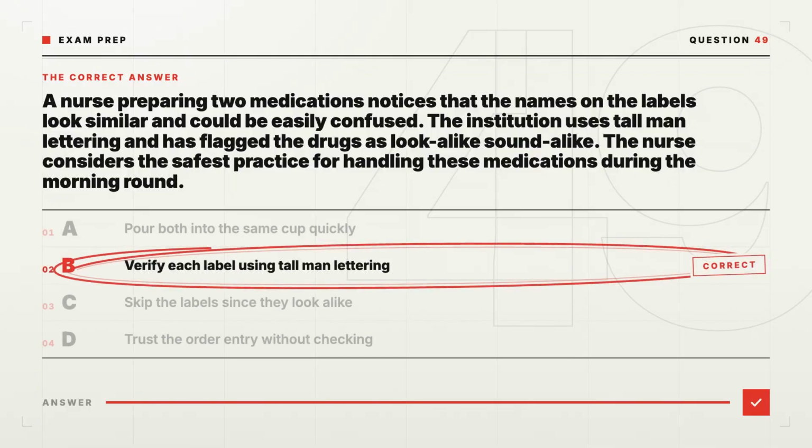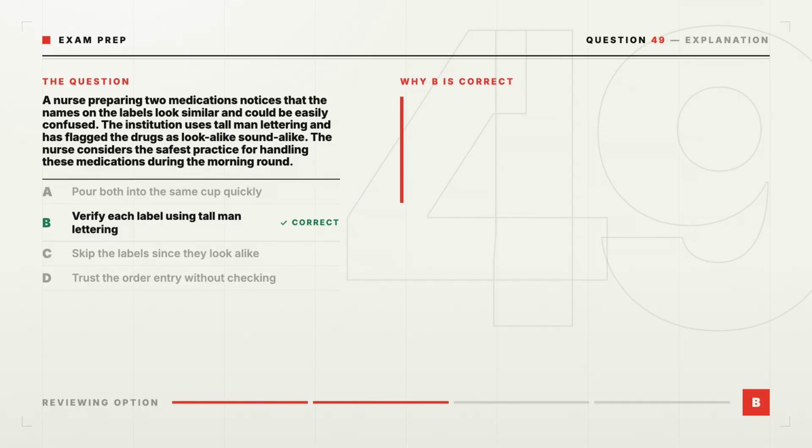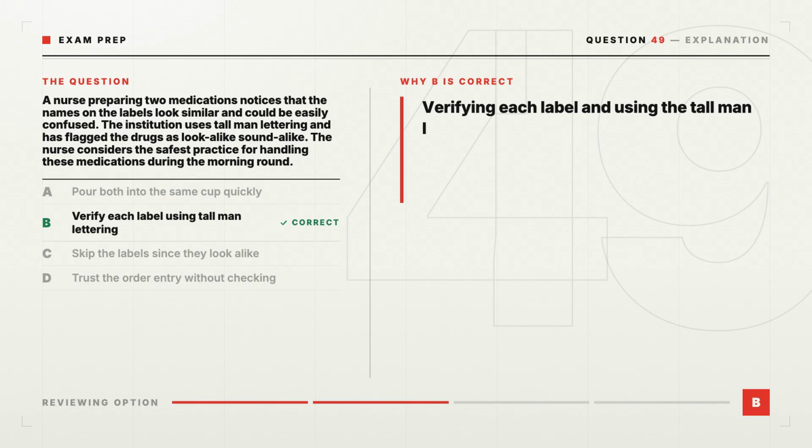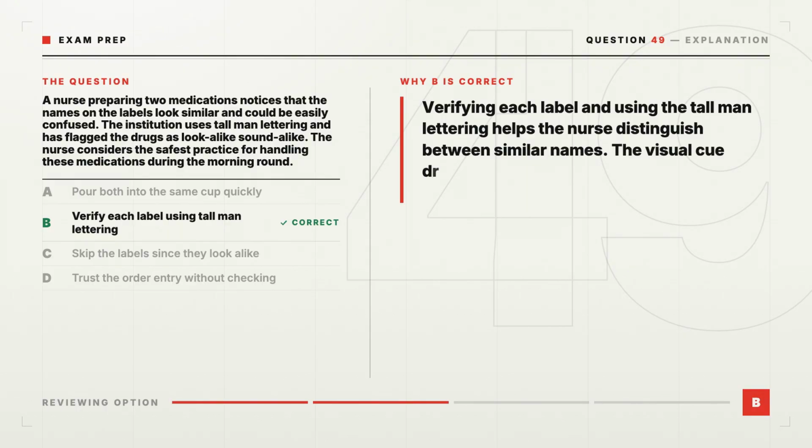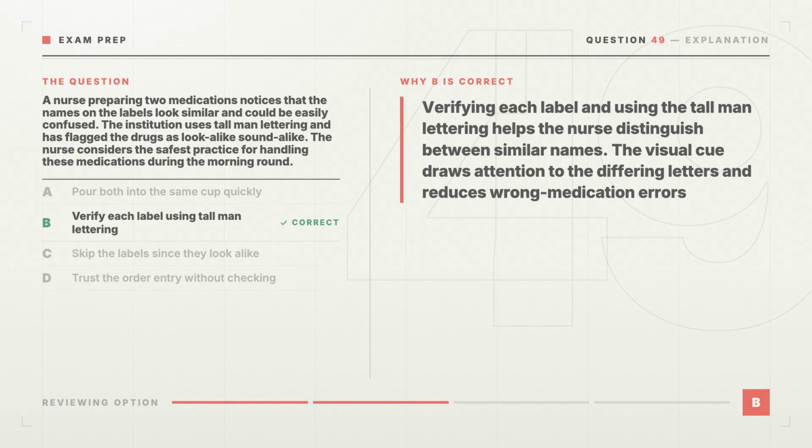The correct answer is B. Verify each label using tall man lettering. B is correct because verifying each label and using the tall man lettering helps the nurse distinguish between similar names. The visual cue draws attention to the differing letters and reduces wrong medication errors during preparation and administration.